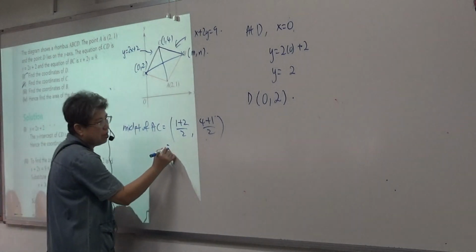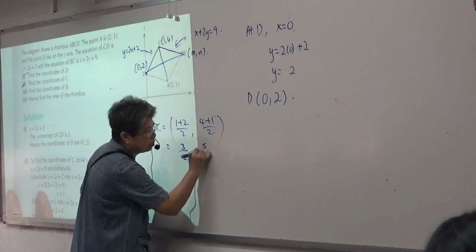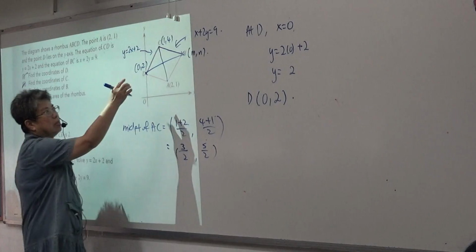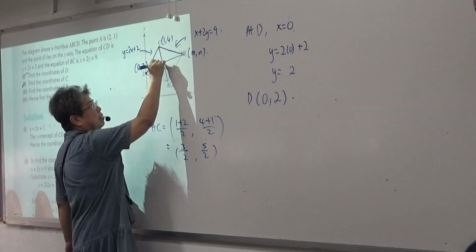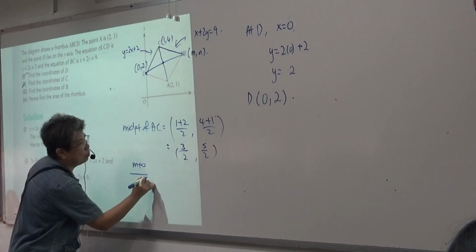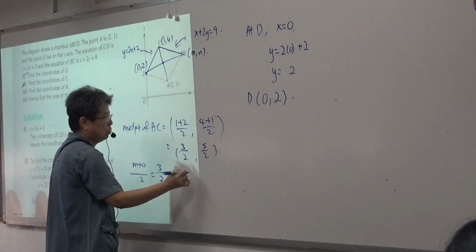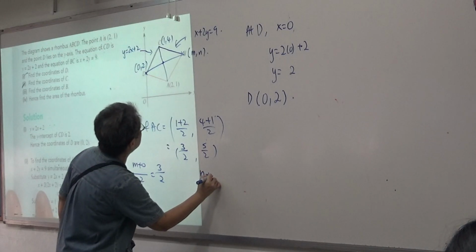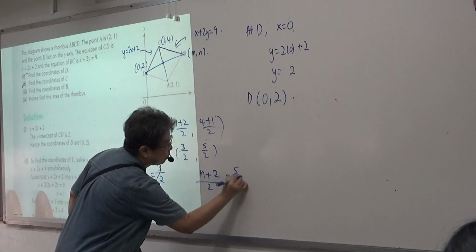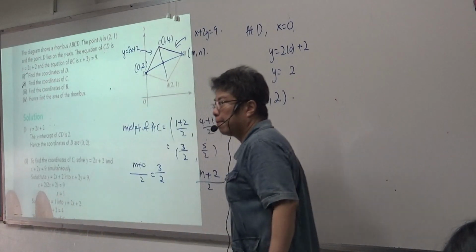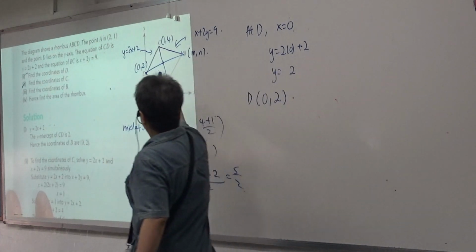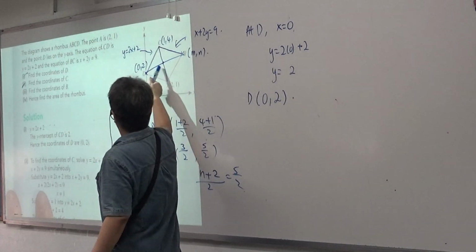So this will give me 3 over 2. This will give you 5 over 2, right? Correct. Now, they will give you the same midpoint here. So, n plus 0 over 2 must give me 3 over 2. n plus 2 over 2 must give me 5 over 2. Can you see? That's how we did it. Correct. The midpoint of this is the same as the midpoint of this, right?